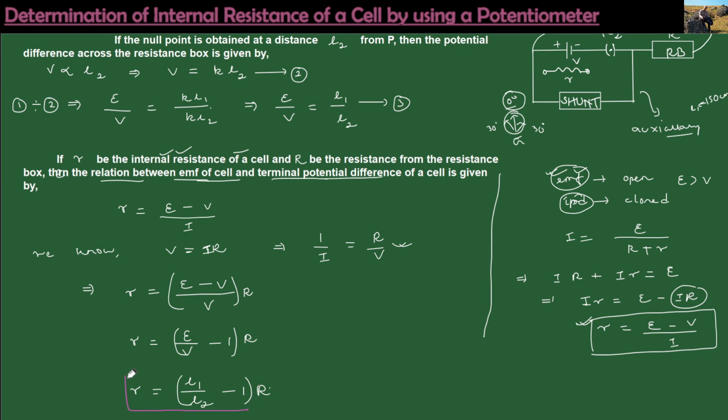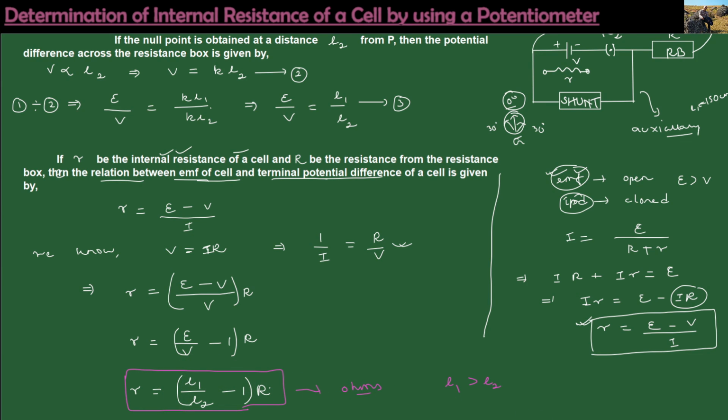We should know that the unit for this internal resistance will be ohms. Why is it ohms? Because centimeter divided by centimeter cancels, so we get the resistance recorded in ohms. But keep in mind that in this case the value of L1 should always be more than the value of L2, which means the balance length corresponding to the battery should always be more than the balance length corresponding to the cell, so that the right hand side will be positive.